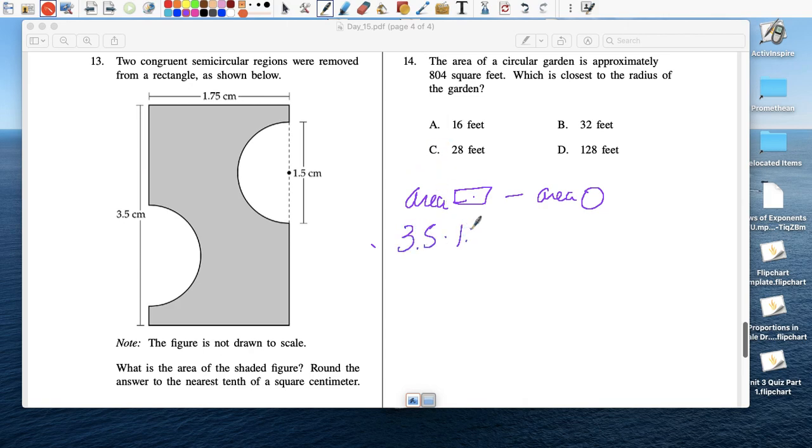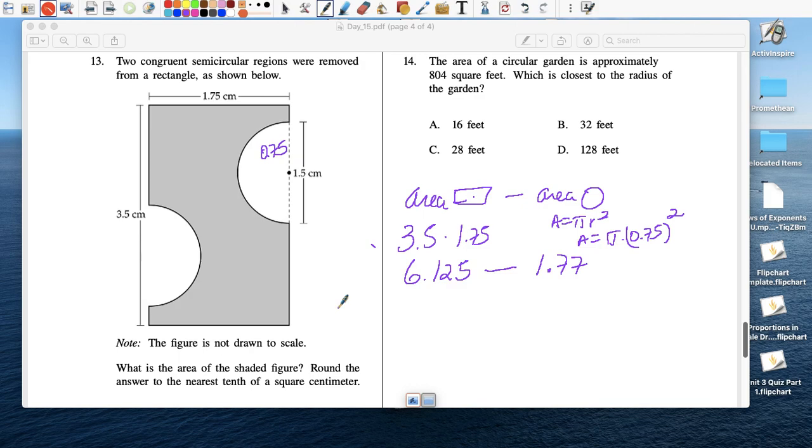3.5 times 1.75, which is going to give us 6.125. That's the area of the rectangle, minus the area of the circle. Well, it says here that the diameter is 1.5, which means the radius is 0.75. So area of the circle, A equals pi r squared. A equals pi times 0.75 to the second power. So let's take 0.75 raised to the second power, multiply that by pi, and we're going to get that the area is 1.77 rounded.